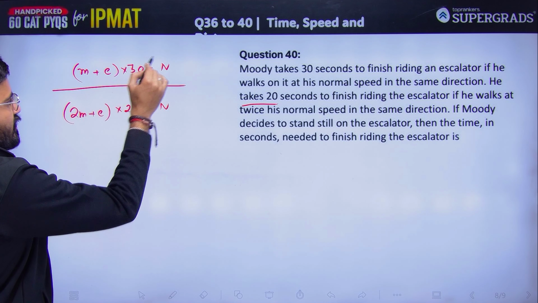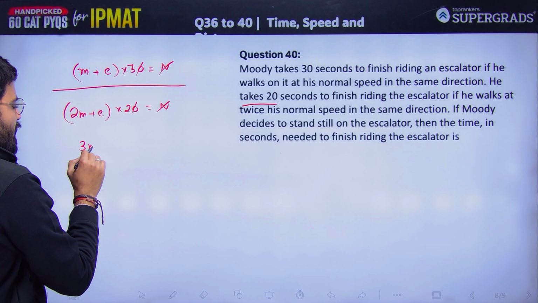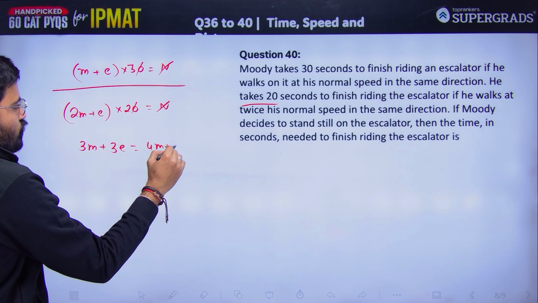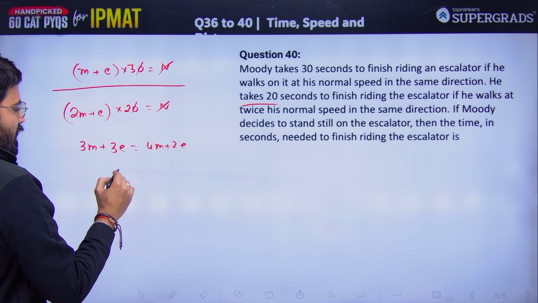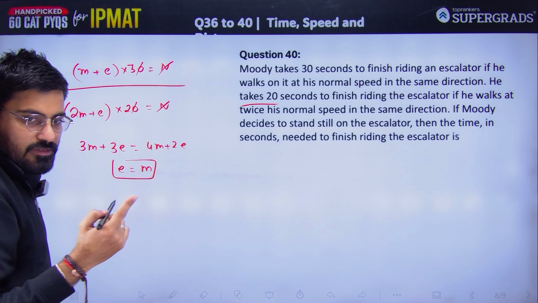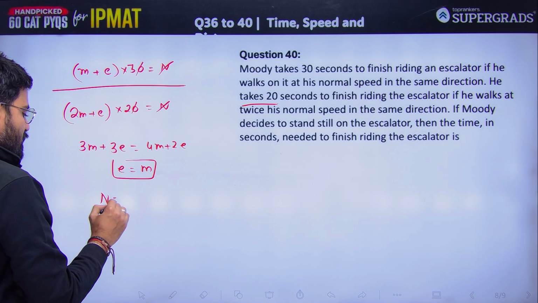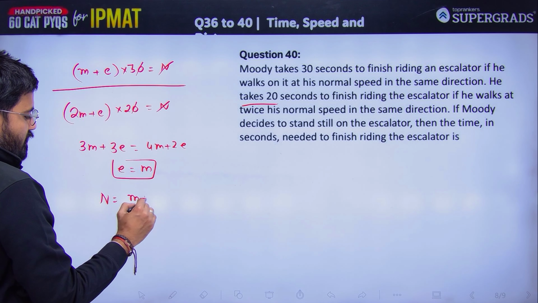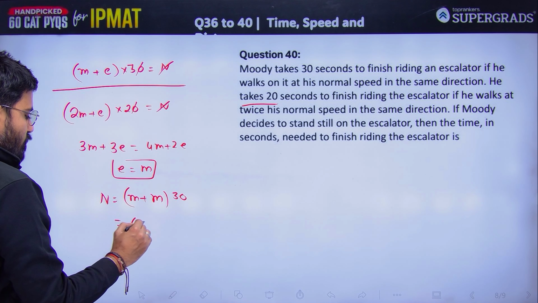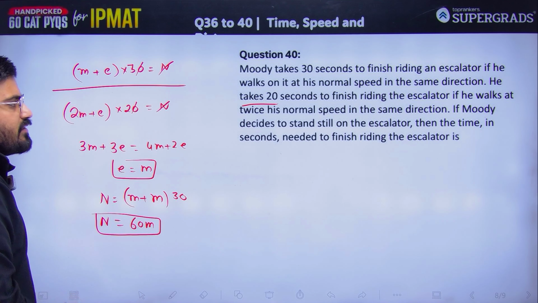If you divide these two, n gets cancelled, 0 gets cancelled. So what will you obtain? You will obtain 3m plus 3e is equal to 4m plus 2e. From here you get that e is equal to m. The speed of the escalator is equal to the speed of Moody. From here you can calculate the number of stairs. Number of stairs will be m plus e, in place of e I put m, multiplied by 30. So you will get 60m as the total number of stairs.